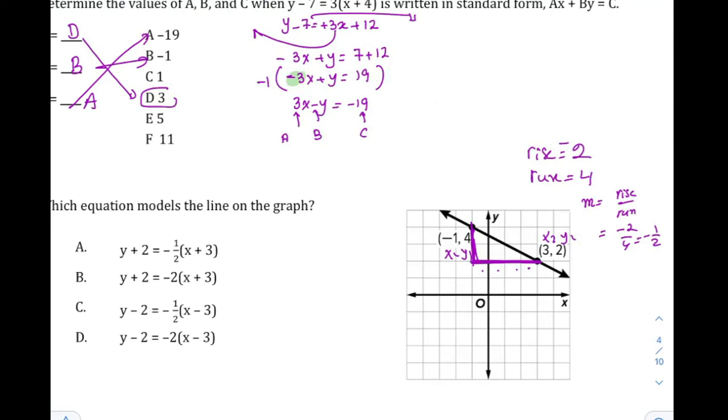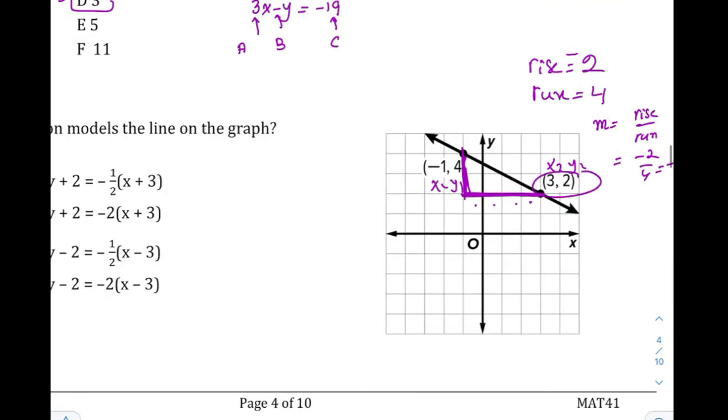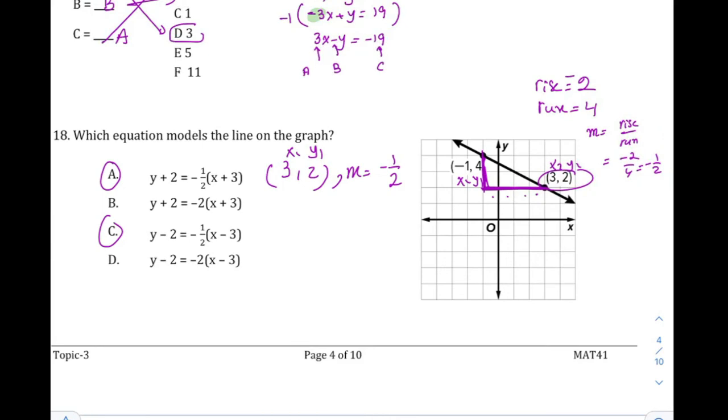So the choice is either A or C. Okay, which point are you using? A and C are using the 2 and the 3. They are using this point, 3 and 2. So this is x1, y1, and you have the slope already, negative 1 over 2. That means we will use the point-slope form: y minus y1 is equal to negative half times x minus 3. So the answer is 3.